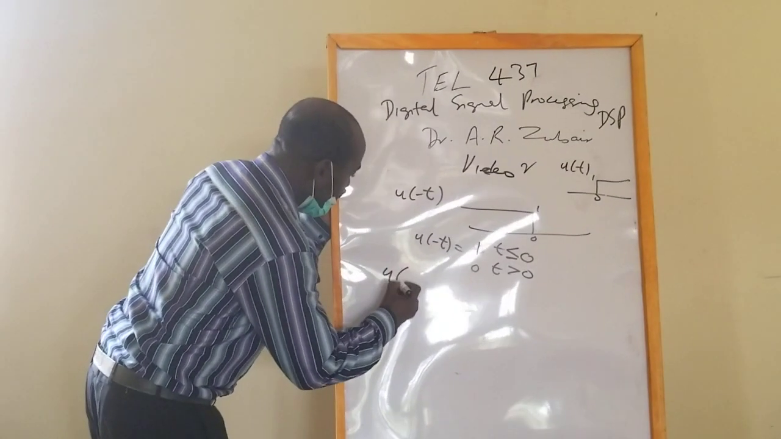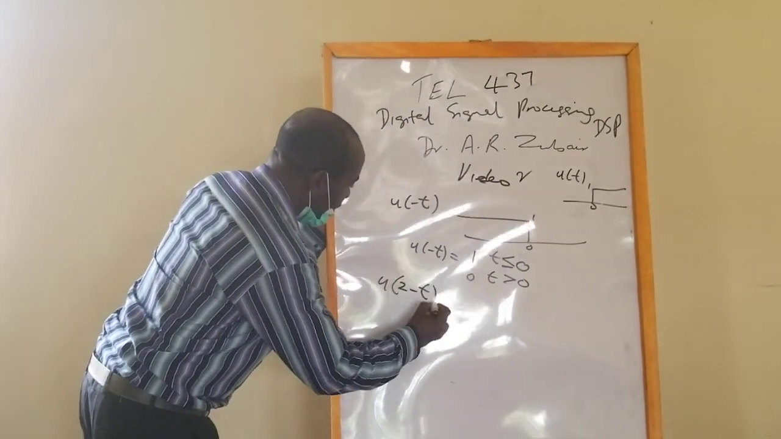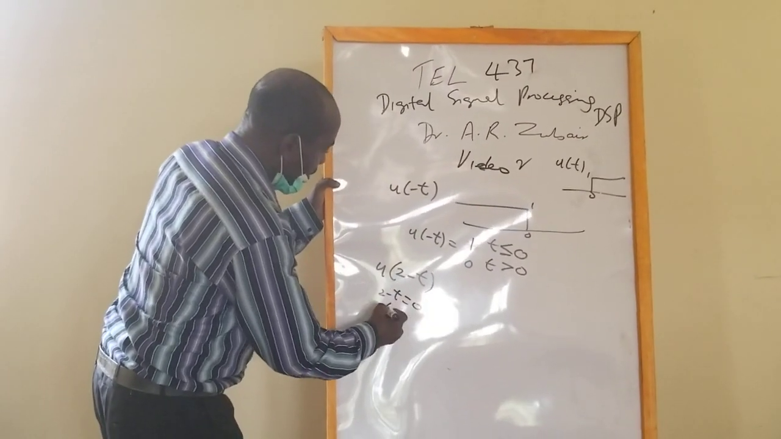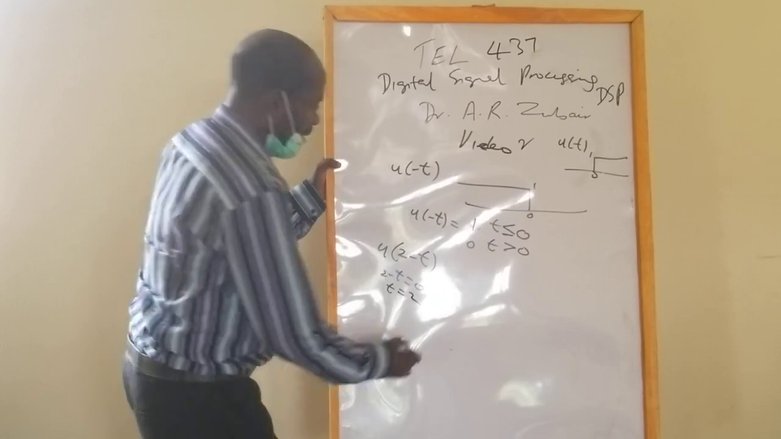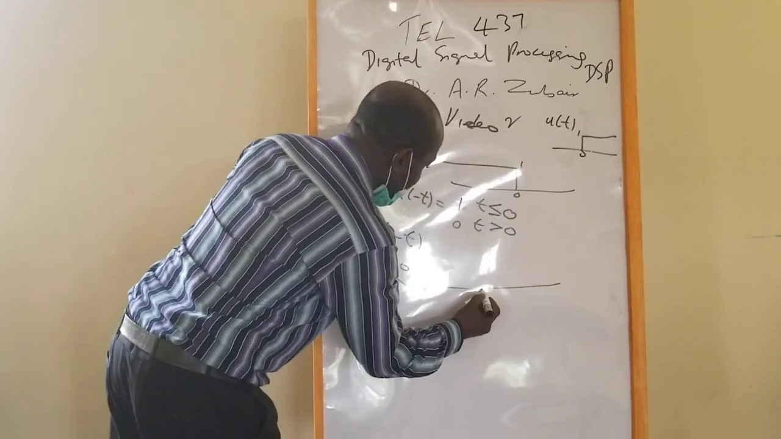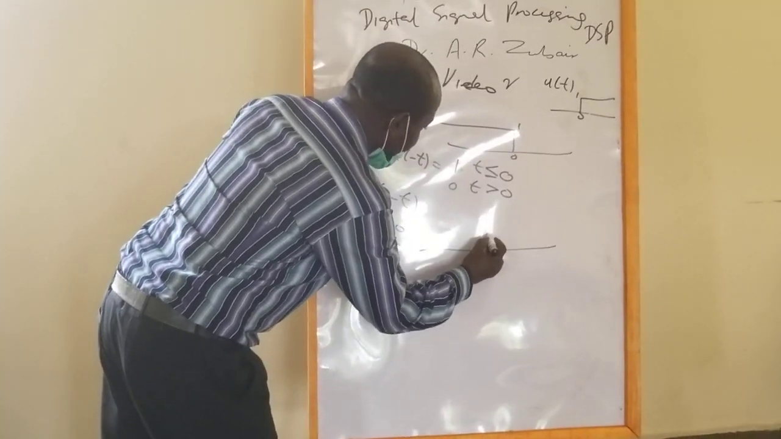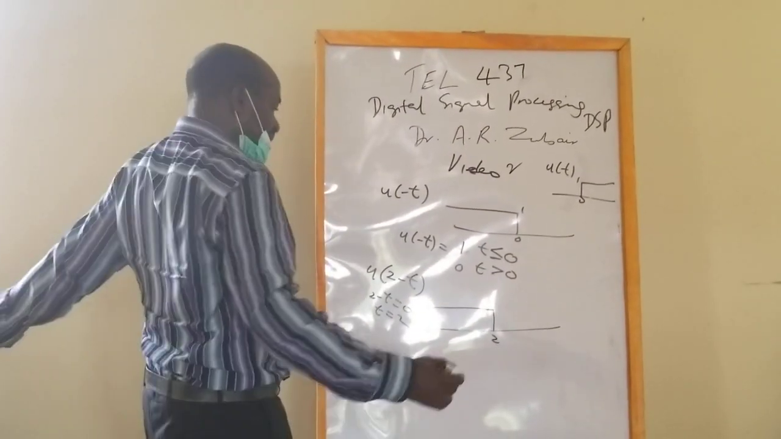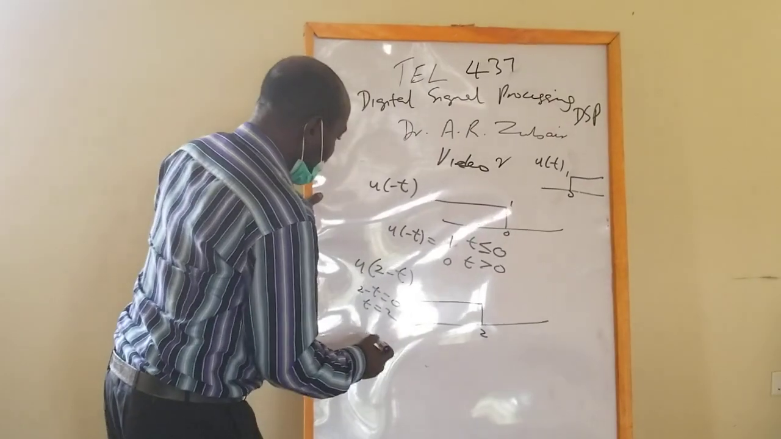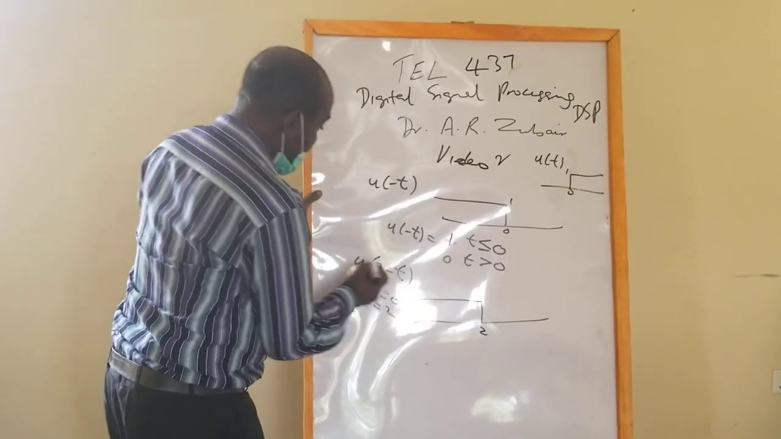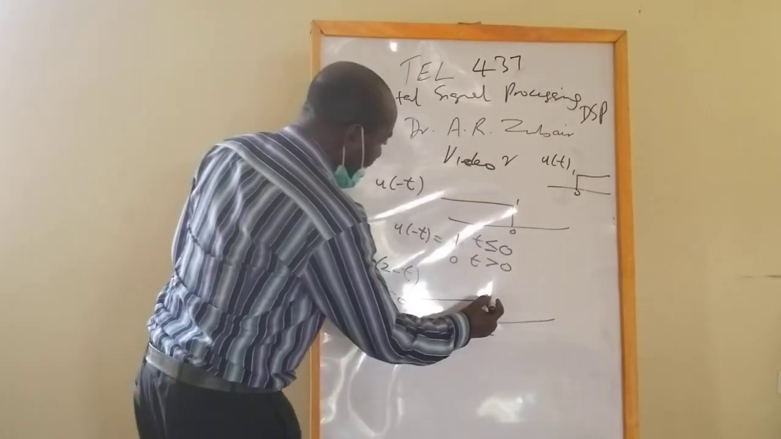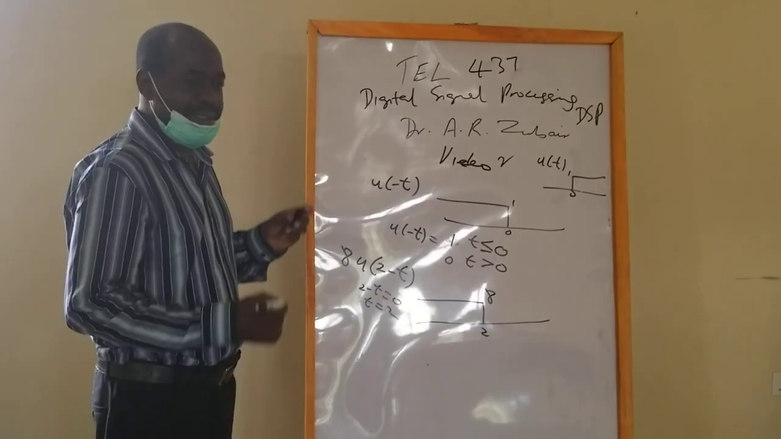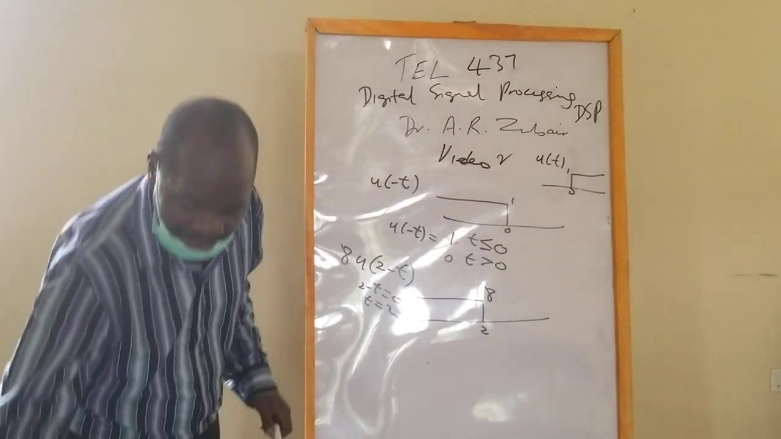If I give you u of 2 minus t, what will this mean? 2 minus t equals 0, t equals 2. Then the switching will take place at 2, and it will still go to my left like this. So the height, if I put 8 here, will simply be 8. This is about unit step.